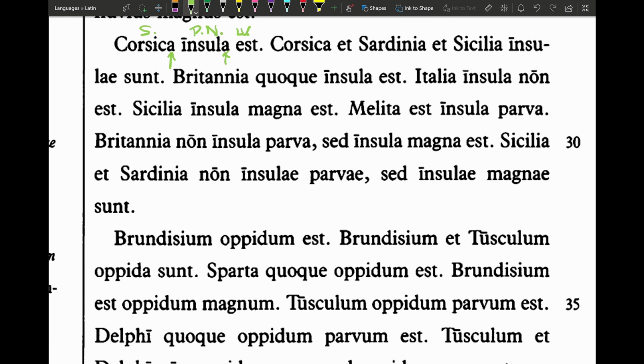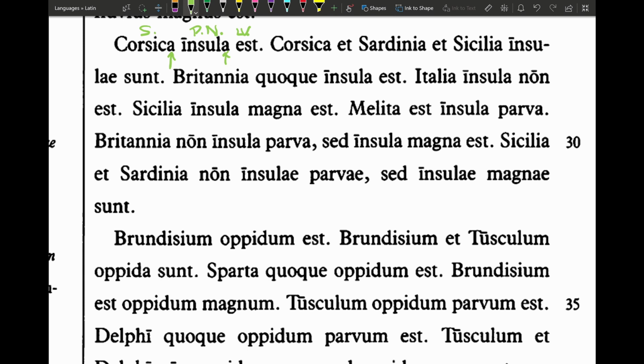Notice that Latin does not supply indefinite articles or definite articles like the or a, right? You have to imply those as you translate. Okay. Moving on. Corsica et Sardinia et Sicilia insulae sunt.